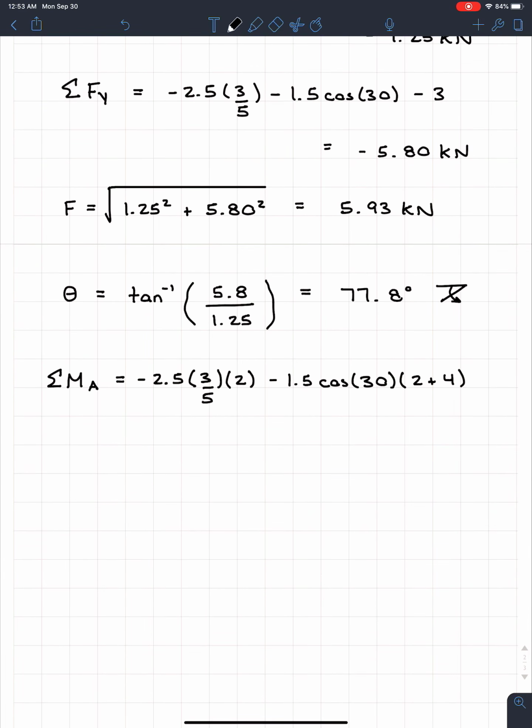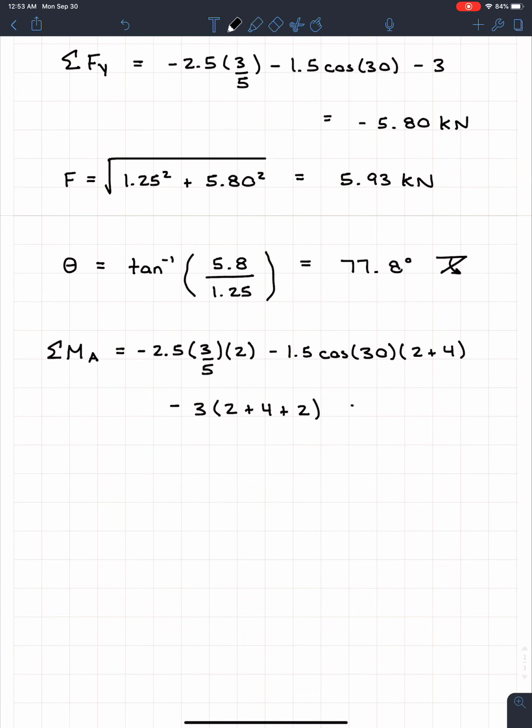And finally, we have that third component due to the 3 kilonewtons. And for its component, it's going to be 2 meters plus the 4 meters plus 2 meters. And if you throw all that together, what you'll get is a moment of negative 37.8. And the units are kilonewtons times meters.